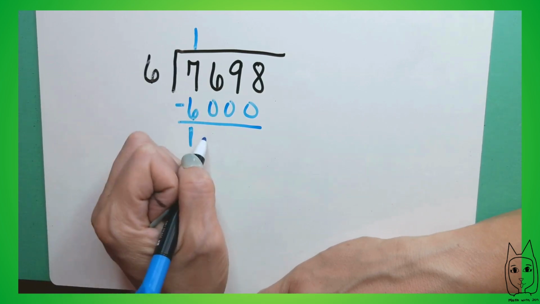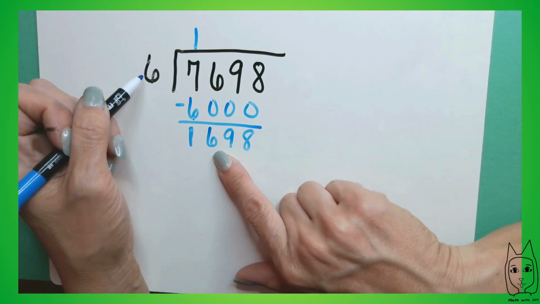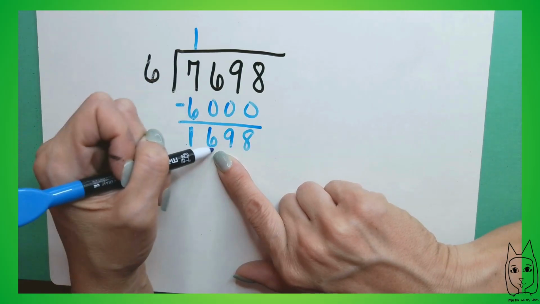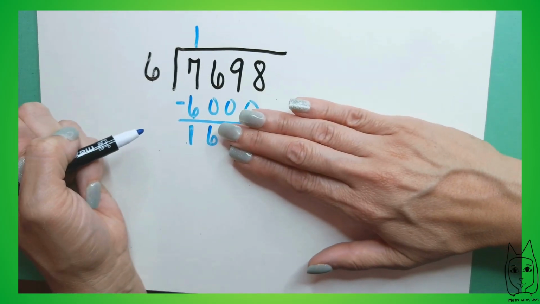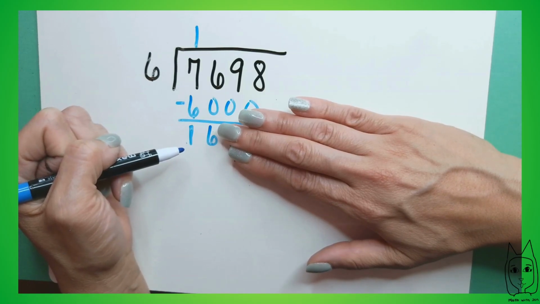I'm going to bring down the rest of it. I'm going to go to the next place value because 6 can't go into 1. So I'm going to go to the next one. That's 1,600. I'm not going to worry about the rest of it right now. 1,600. How many times does 6 go into 16? So we're going to think about our multiplication.